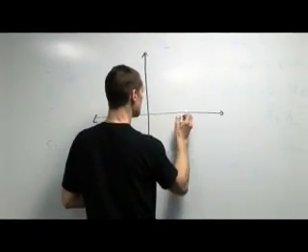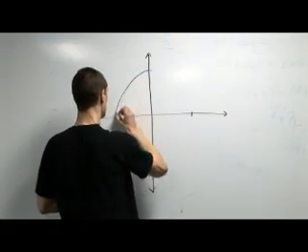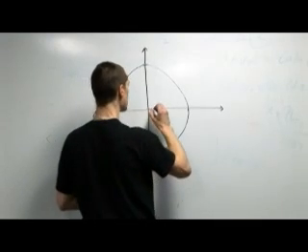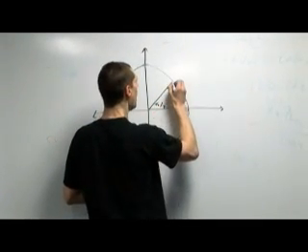Okay, so we'll make this a unit circle. I'll make this a big unit circle. And okay, so let's look at an easy one. Here is 45 degrees, which is pi over 4.